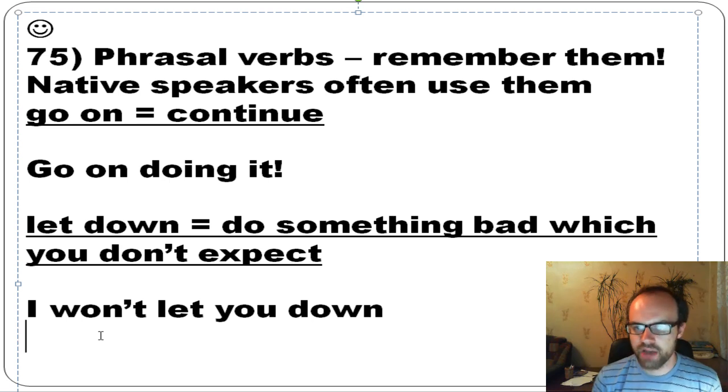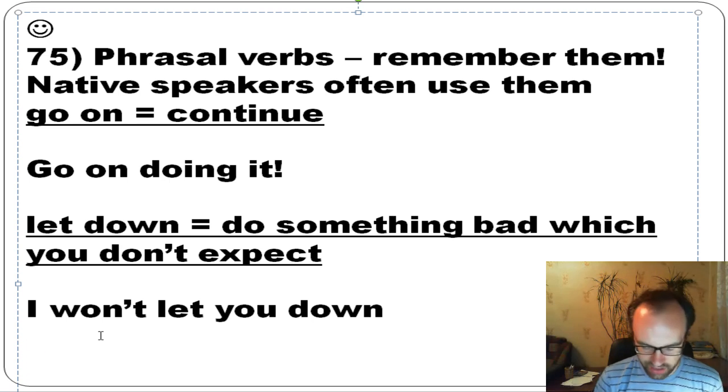For example, you have a secret and you want to tell me the secret, and you say, okay, I'll tell you my secret, but don't tell other people about it. And I can say, no problem, I won't let you down. It means that it's okay. I won't do bad things. I won't talk about it to other people. So I won't let you down.